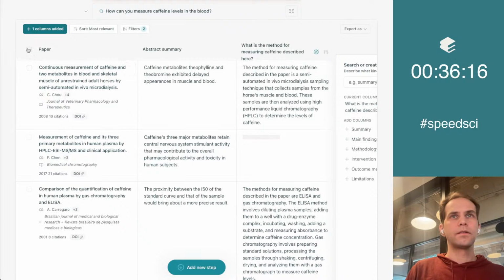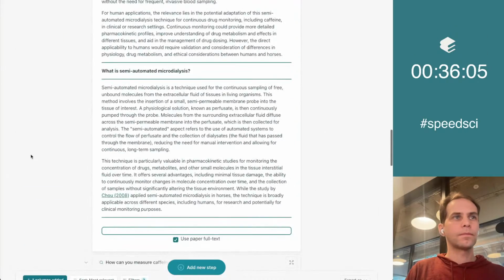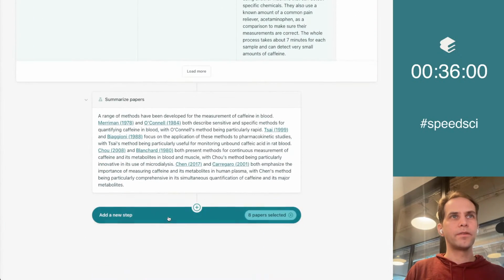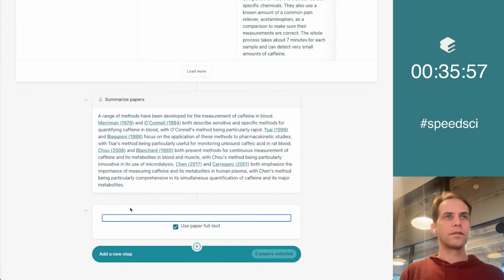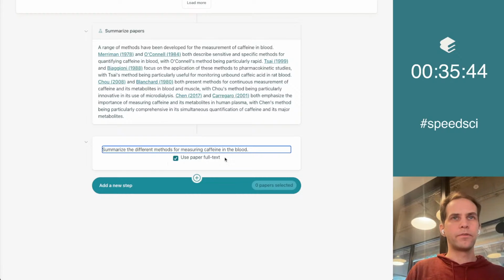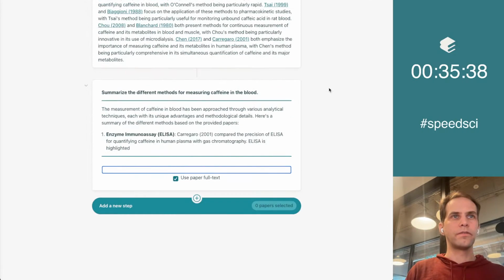Well, this is loading. I will already ask for a summary of the relevant methods. Summarize the different methods for measuring caffeine in the blood. And I'll use the paper as full text. This is going to do a chat stream.